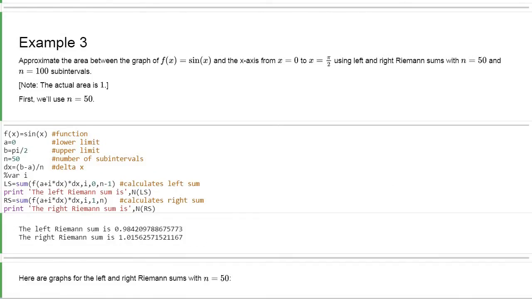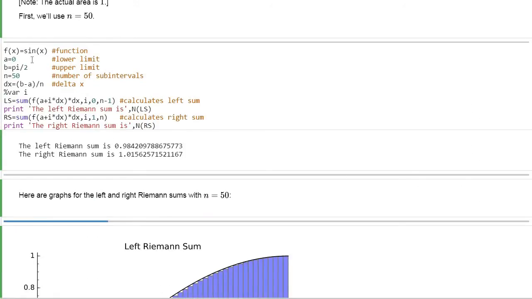Let's look at an example with another function. So I want to use sine of x from x equals 0 to x equals pi over 2. I'm going to use left and right Riemann sums with 50 and 100 subintervals. The actual area is 1, which you can use calculus to figure out. But let's just look at these approximations and see what happens. So same code I have above, I just changed the function to sine. I changed the limits of integration. I'm going to start with 50 subintervals here.